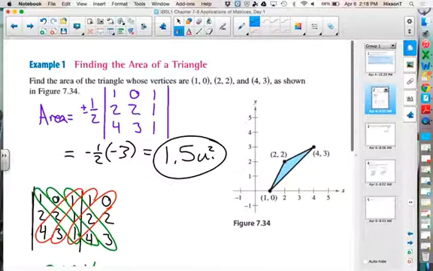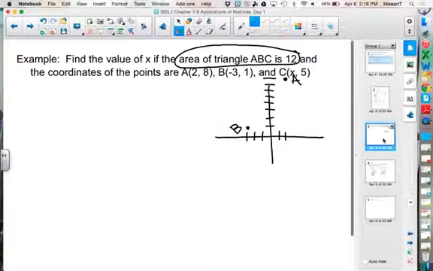But here's the deal. All we know about C is that it's somewhere along this line y equals 5. Okay? C is somewhere there. Okay? Now, one of the questions is, how many solutions are we going to get?